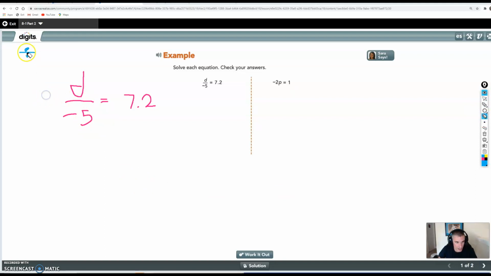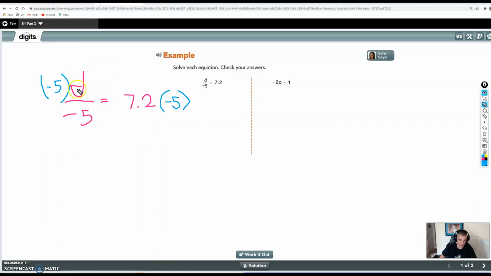So the opposite of division is multiplication. So if I'm dividing something by negative 5, then to undo that, I'm going to multiply everything by negative 5. So on the left-hand side of my equation, I'm going to multiply by negative 5. Notice I'm multiplying my variable by negative 5. And on the right-hand side, I'm going to multiply by negative 5.